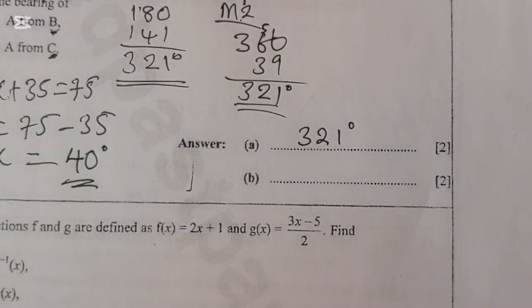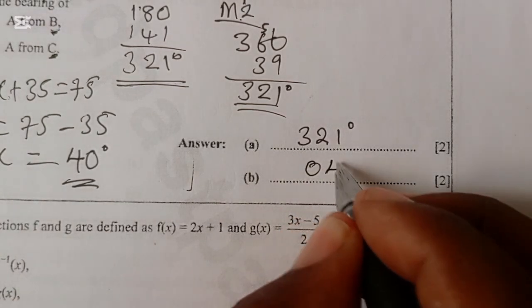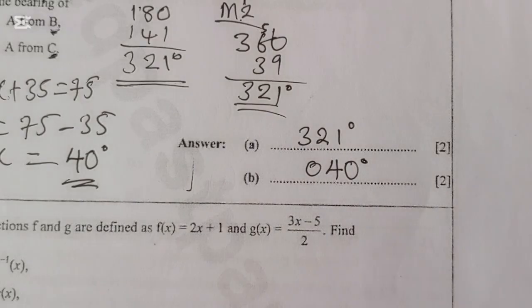Remember that bearings are calculated in 3 digits. So here our answer is 40, so it is going to be 040 degrees.